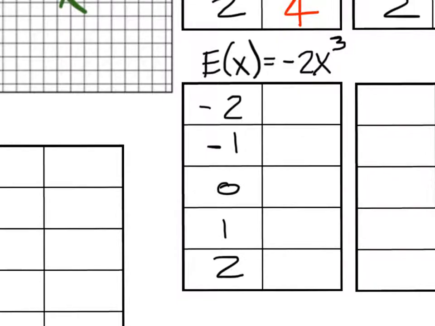What will happen to this one? It's going to be flipped and shrunk. Yeah, it's going to flip across the y-axis and then it's going to shrink inward. And we won't even bother to graph that one. We know what's going to happen with that.